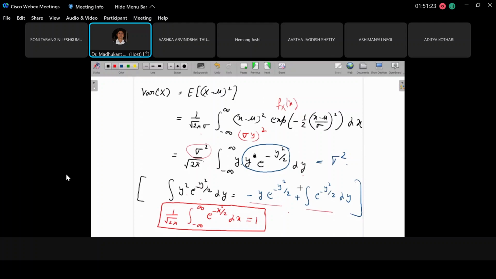When you do so, it can be written as follows, and you can also use the fact that 1 upon square root of 2 pi times the integration from minus infinity to infinity of e to the power minus x square by 2 dx is 1. So use the product rule to establish that the final answer is sigma squared. The proof will be along the same line, so try to do that. If it is not done, let me know and I will supply the notes.